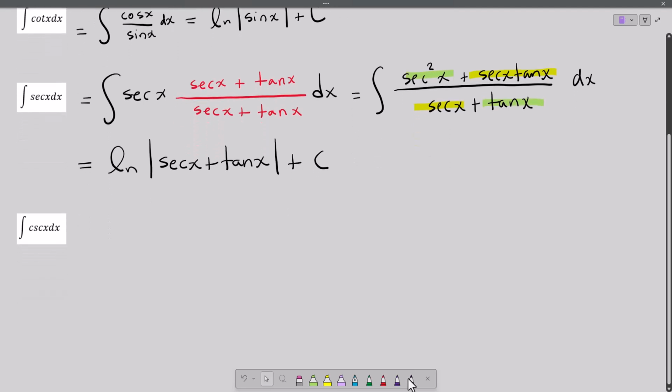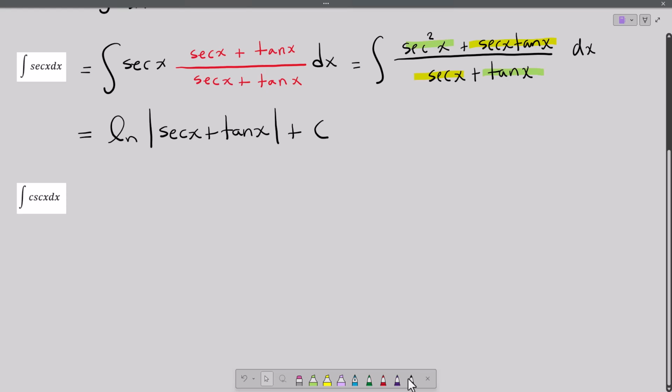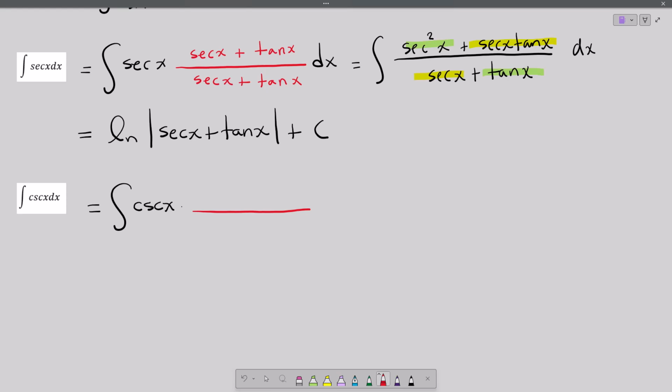Okay, so that one's a little easier than cosecant, but cosecant has the same flavor. Let's see. So cosecant, we have csc of x. We know that it integrates to a log just by looking at the log table, which tells us, I bet we could multiply by 1 and put it in log form. Let's see if we can do it.